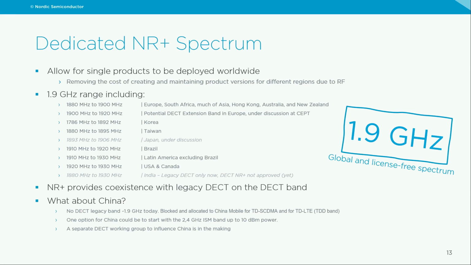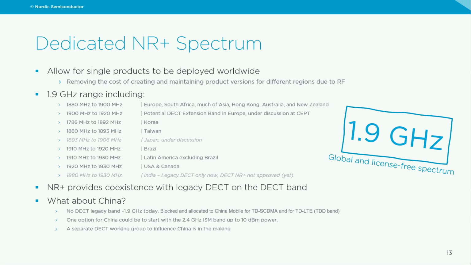So in the 1.9 gigahertz range, you can see the list here for the different ranges around the world. The ones that are grayed out are not supported yet. That is Japan, which is under discussion right now, and also India. In India, you have legacy DECT support, but DECT NR Plus is not approved yet, but we see that it's going to be in the future. NR Plus also provides coexistence with legacy DECT on the legacy band.